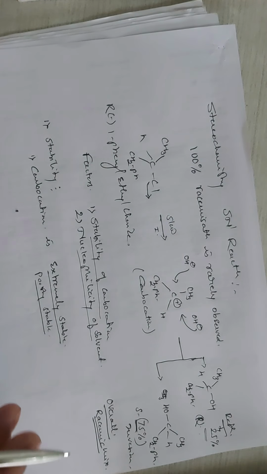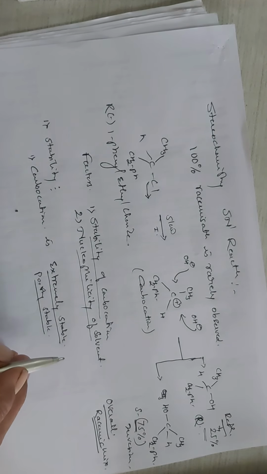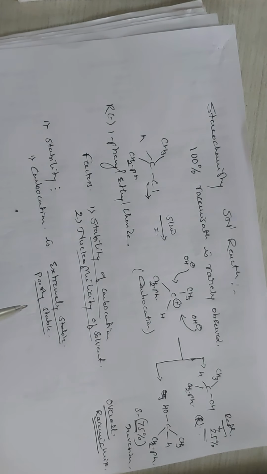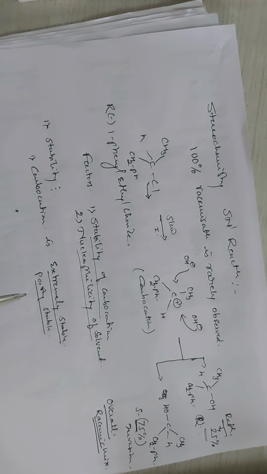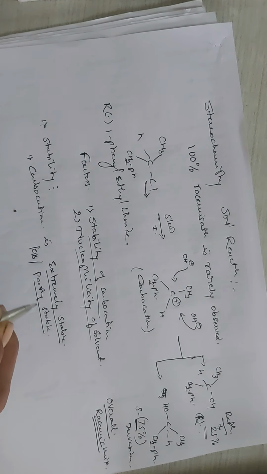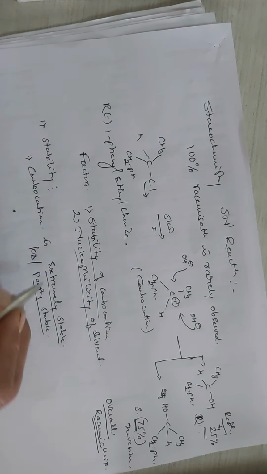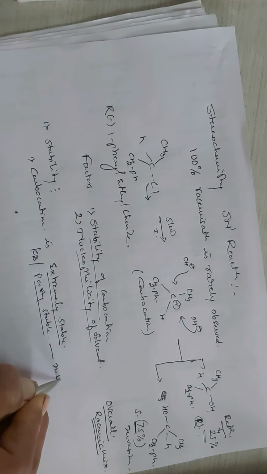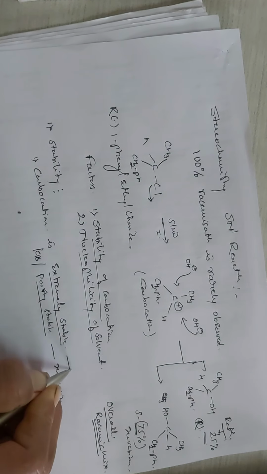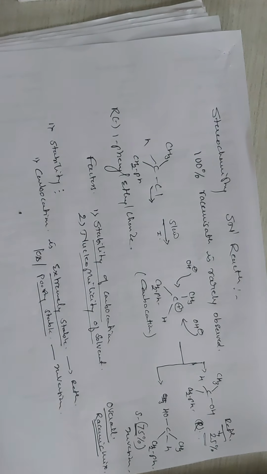Overall, in SN1 reaction, you are going to get a racemic mixture, but the stability of carbocation indicates that if it is more stable, it will favor the front side attack, and if it is less stable or poorly stable, the backside attack of the nucleophile is possible, so you will get more inversion when poorly stable, and extremely stable will lead to retention of the product.